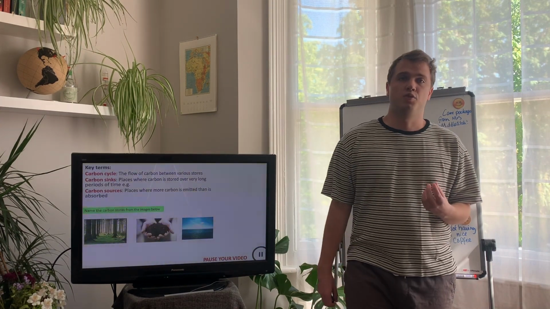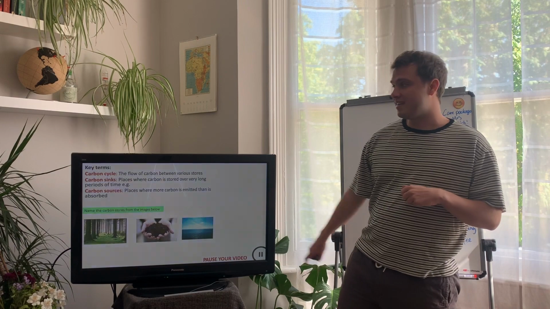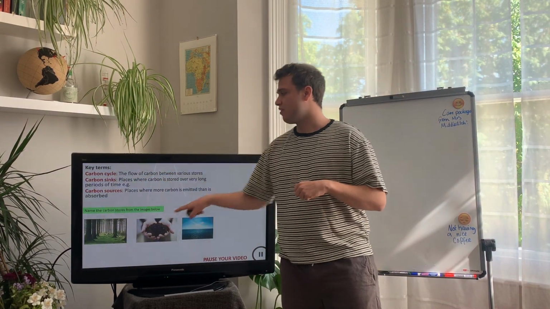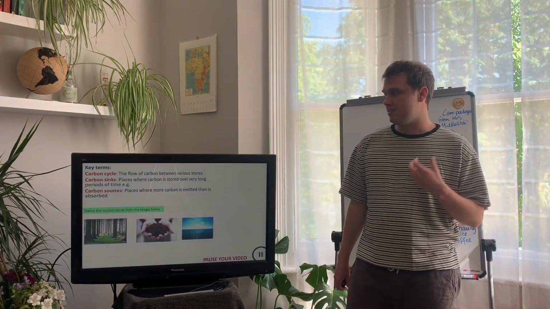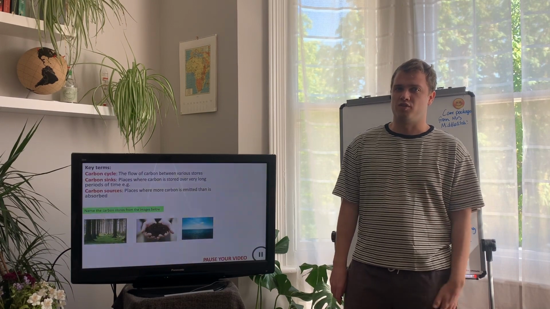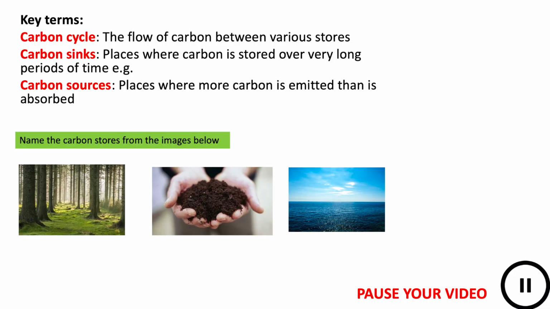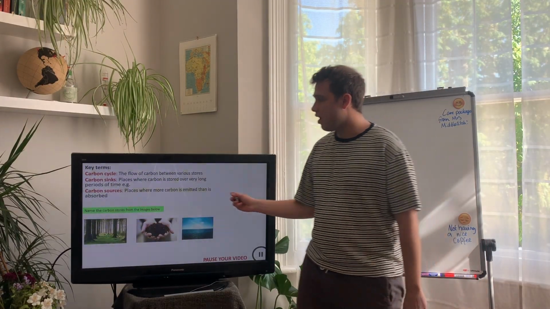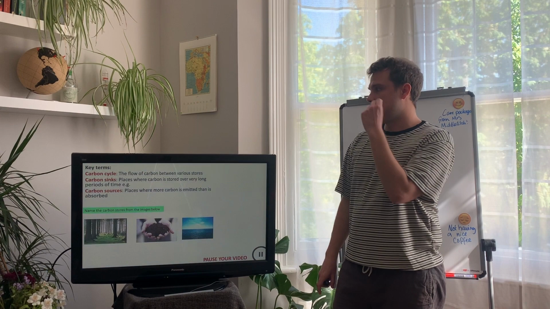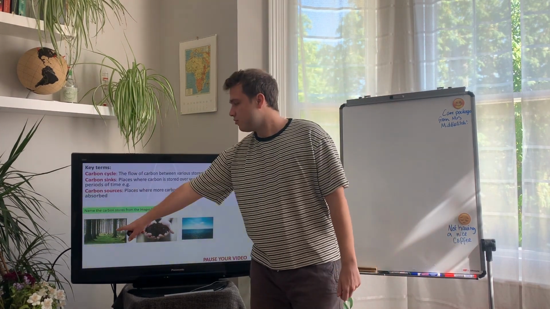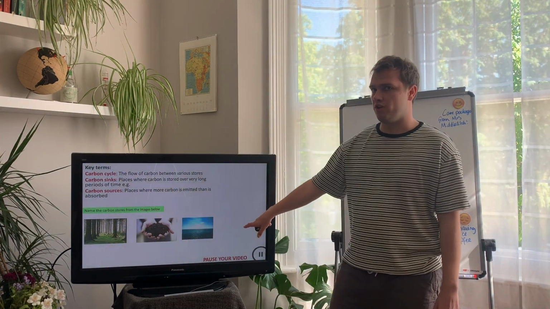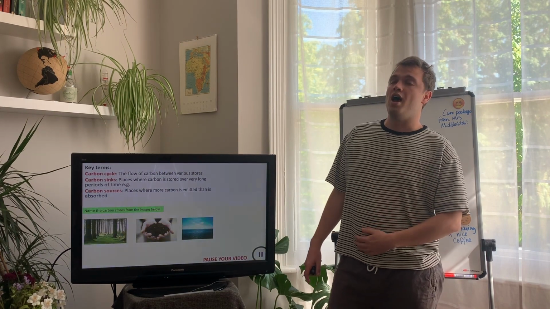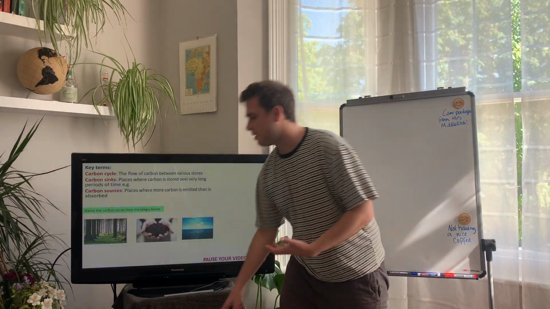So what I'd like to do first of all is pause your video, copy out these 3 terms, and as I said, after the e.g., please can you write our 3 different sources and stores here for me. They should be quite straightforward. Okay, so just to check that you've got these, it would be places where carbon is stored over a very long period of time, e.g. trees, soil, and the ocean. These are 3 of our largest carbon sinks, carbon stores on our planet, okay?